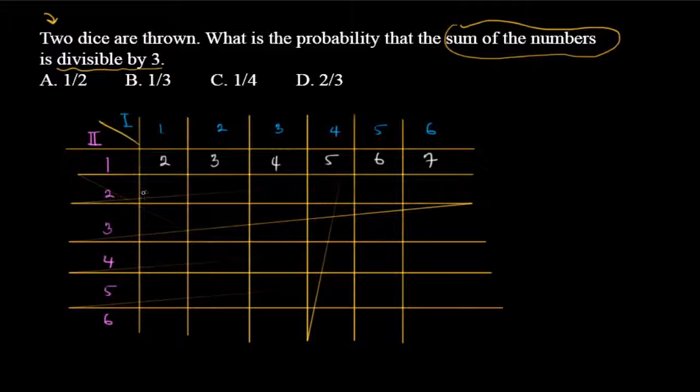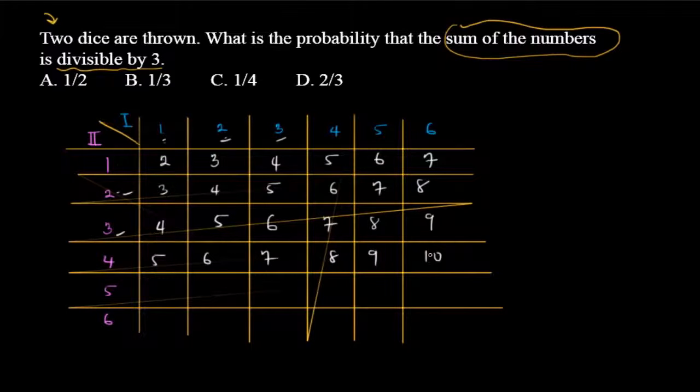In the same way, 1 plus 3 is 4, then 5, 6, and 7. Similarly, for the next row, 2 plus 1 is 3, 2 plus 2 is 4, 2 plus 3 is 5, 2 plus 4 is 6, then 7, 8. Similarly, 3 plus 1 is 4, 3 plus 2 is 5, and the same way we fill these places: 6, 7, 8, and 9. Here also 5, 6, 7, 8, 9, and 10. Then 6, 7, 8, 9, 10, 11. And here also 6 plus 1.